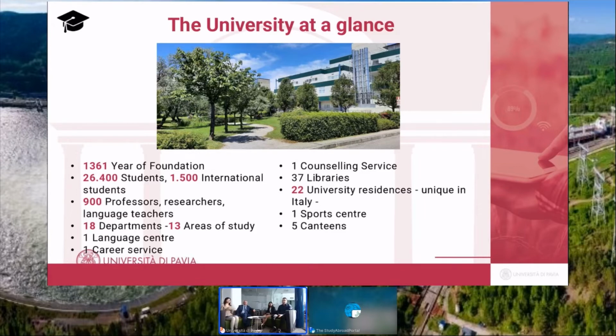Currently, there are more than 26,000 students on the campus, with at least 1,500 international students. Of course, today we have two of them with us in the webinar. And from these numbers, you can have a general idea about this university. On the screen, you can also see the picture of where we can find the Faculty of Engineering. So it's a very beautiful place.